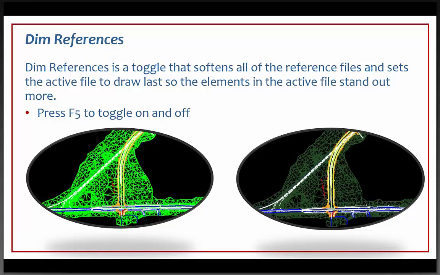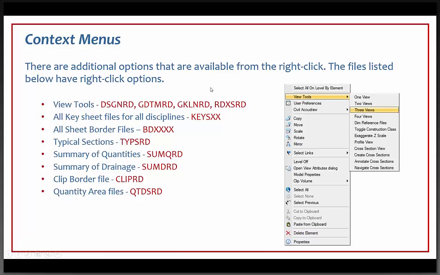And it's just a toggle, so F5 will toggle it on and then hit it again to toggle it off, and you can go back and forth. We also made a couple changes to some context menus, added a couple new things as well.